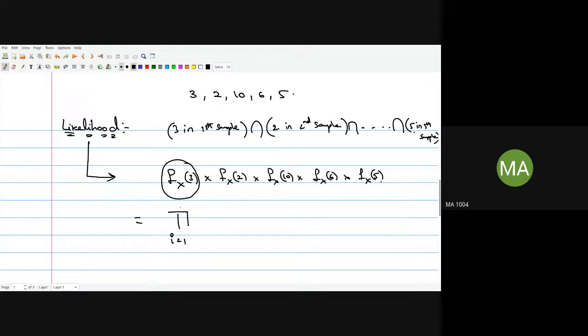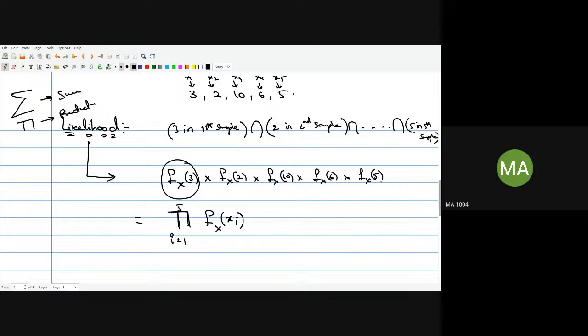i equals 1 to 5, since there are 5 samples: the product of fx of xi. Here pi represents the product, just like the summation symbol represents the sum and this pi represents the product. So if I have 5 samples, each of the xi's are x1, x2, x3, x4 and x5.